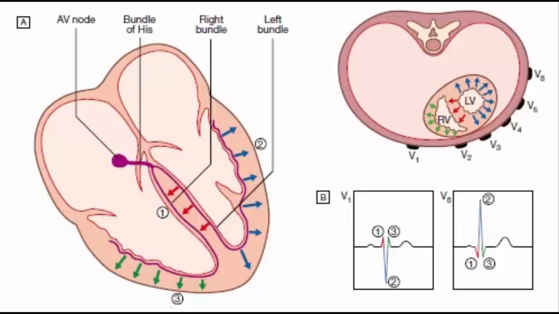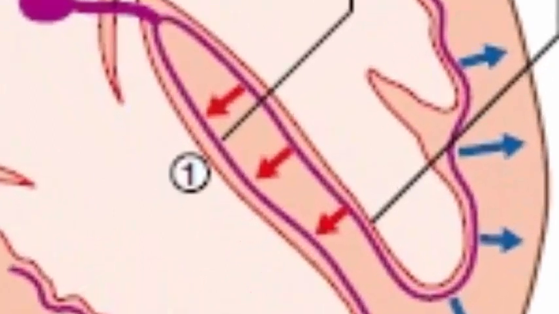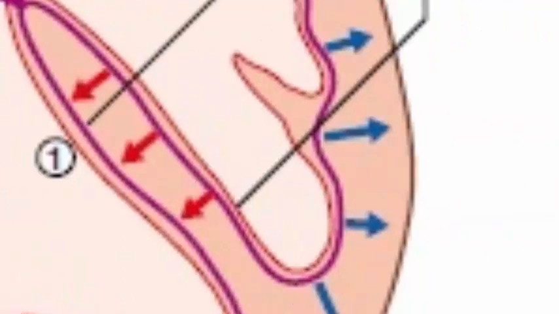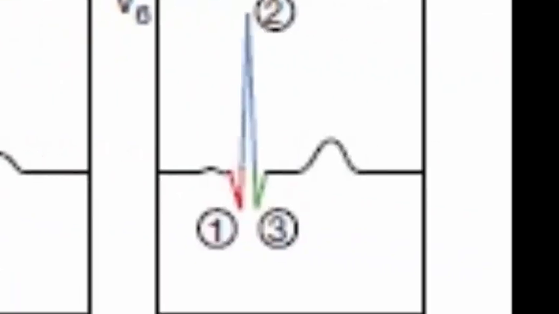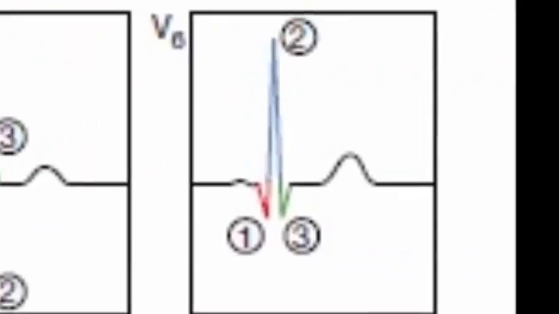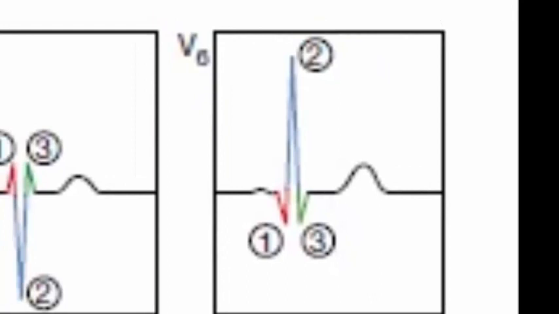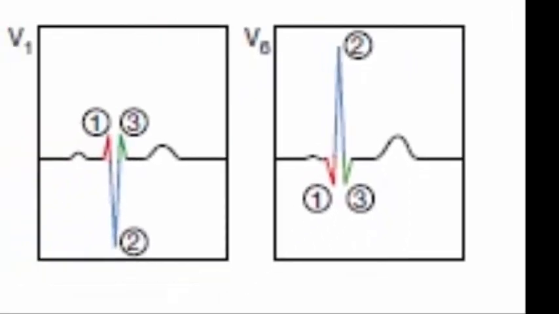Depolarization of the interventricular septum occurs first, and the wave moves from the left to right side of the septum. This generates a small initial negative deflection, due to away movement of the depolarization wave, in lead V6, which measures voltage from the axilla. The same wave produces an initial positive deflection in lead V1 due to the wave moving towards the right ventricle, over which V1 is placed.